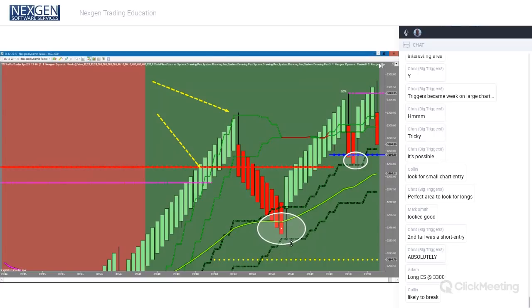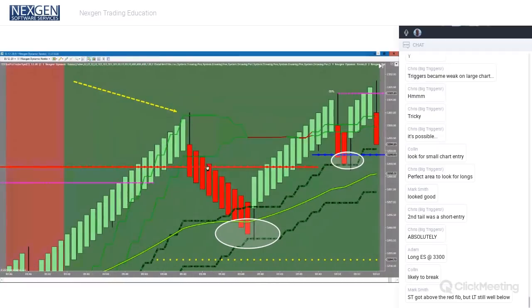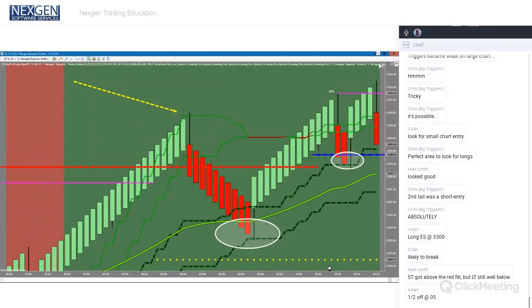Very likely to break is what you want to say. So this is the long trade right here that's hard until you believe what your triggers are telling you about the fib. Does that make sense? Once you believe what the triggers are telling you about the fib, you don't fear the fib, you trade into it and think it's going to break.